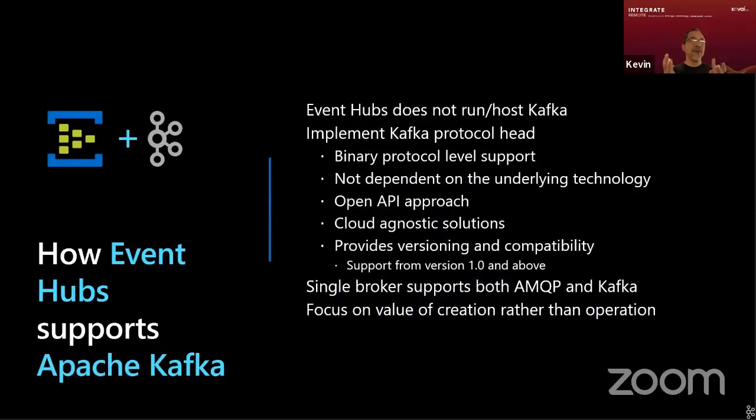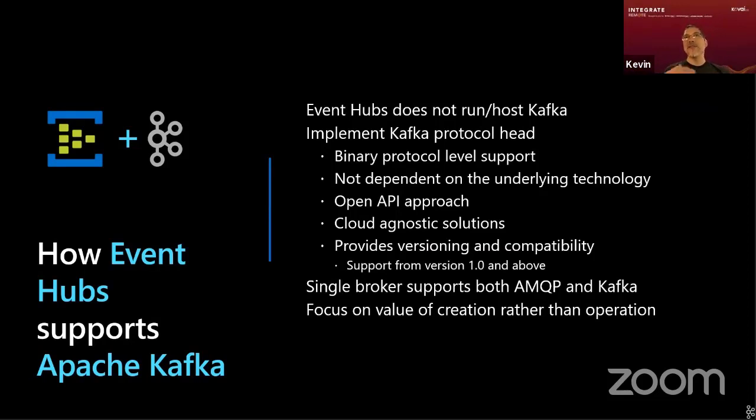So how does Event Hub support Apache Kafka? One thing I want to make clear is that Event Hubs does not run or host Apache Kafka, right? That's not how we accomplish that task. What we've done is our engineers have implemented the Kafka protocol head. So as you communicate to Event Hubs, it looks and smells just like a Kafka endpoint. But what we've done is just do that protocol head. So we have binary protocol level support for the Kafka API. There's no dependency in the underlying technology on Kafka in the backend.